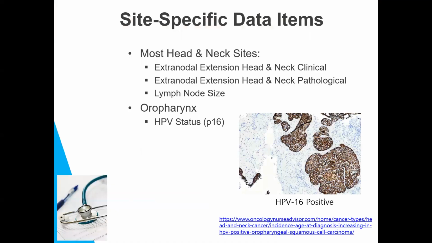There are only a few site-specific data items collected for most of the head and neck subsites, and they pertain to the size of the lymph nodes and the extent of the lymph node involvement with the cancer. For oropharyngeal cancer, the HPV-16 status is collected. HPV-16 positive and HPV-16 negative cancers are staged differently. So that is a very important test that should be done on all oropharyngeal tumors.